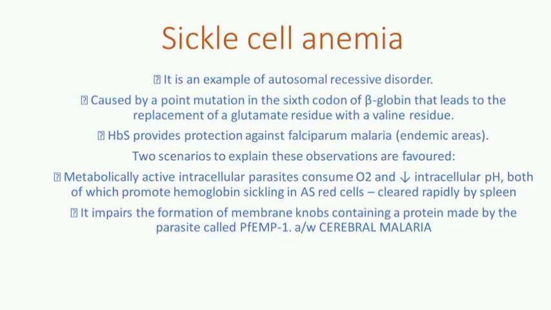Sickle cell anemia. It is an example of an autosomal recessive disorder, caused by a point mutation in the 6th codon of beta globin that leads to the replacement of a glutamate residue with a valine residue. HbS provides protection against falciparum malaria in endemic areas. Two scenarios to explain these observations are favored.